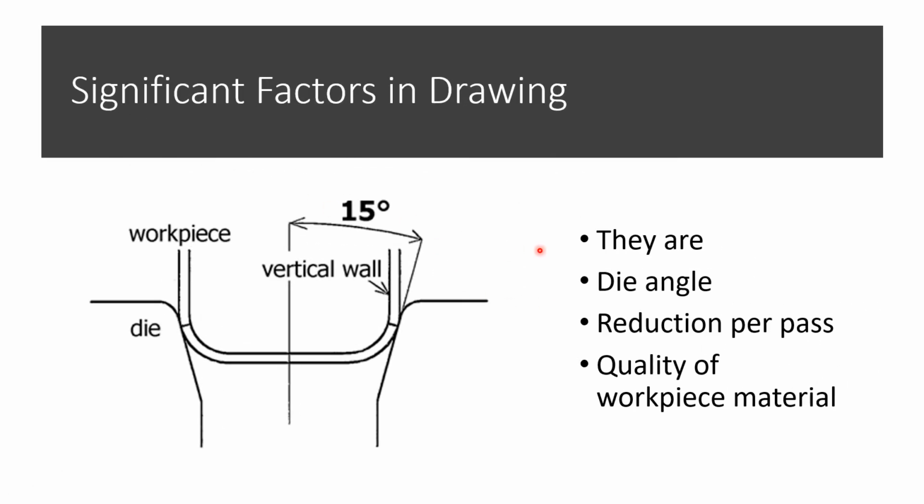Significant factors in drawing, so we have to pay attention: die angle, reduction of either diameter or thickness per pass, of course, and quality of workpiece material. We have to pay attention to them because they are significant factors in our drawing process.